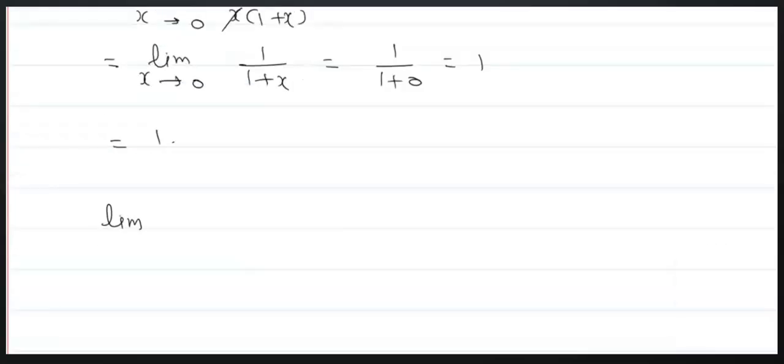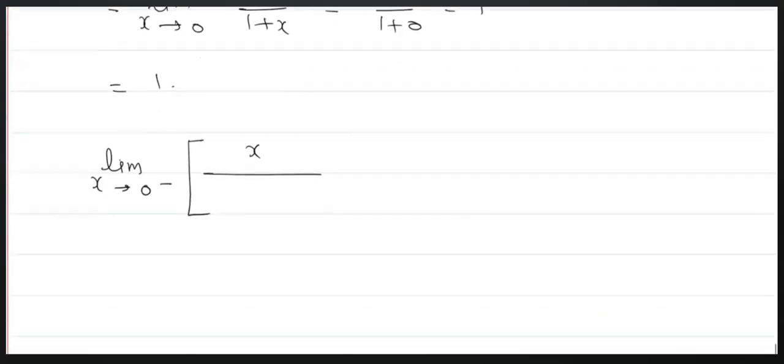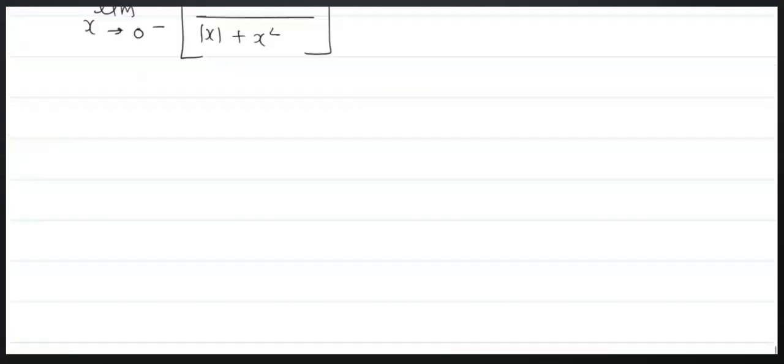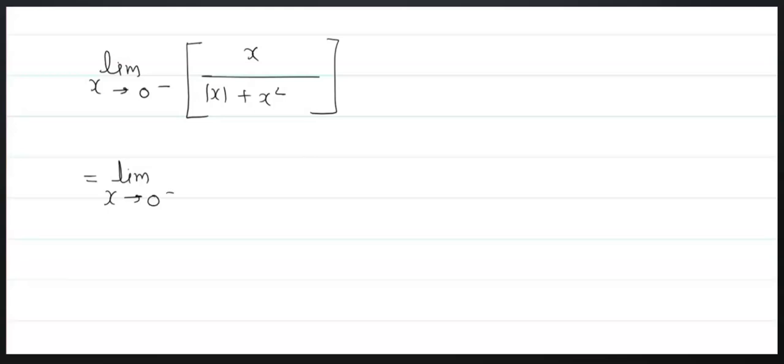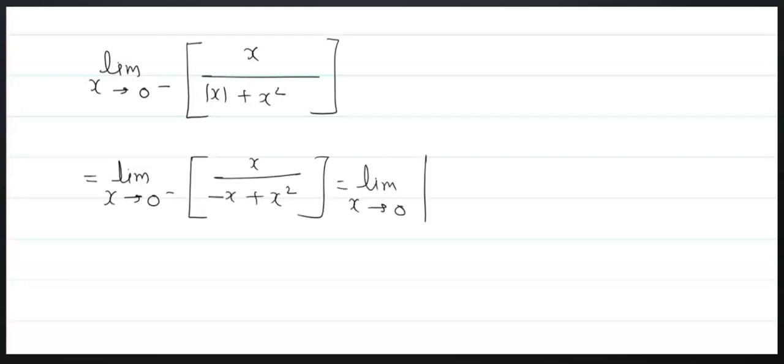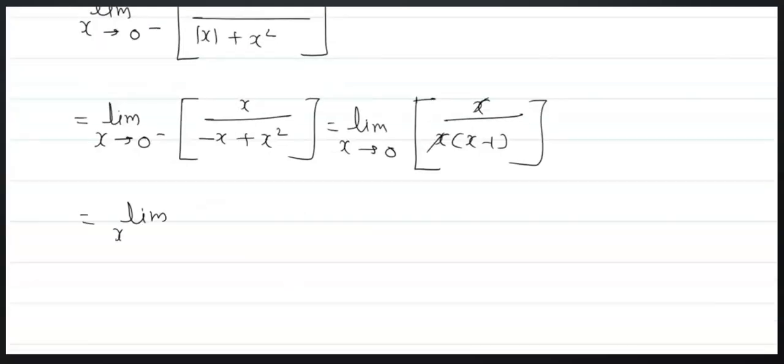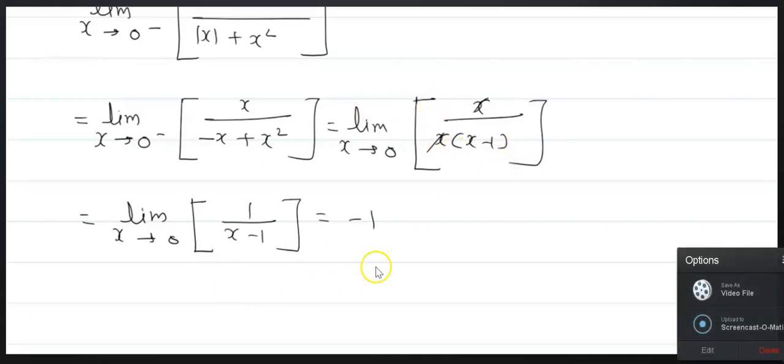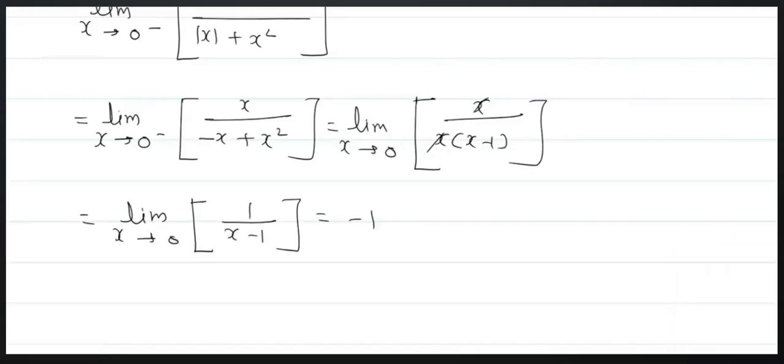And now for the left hand side limit, limit x tends to 0 minus of x upon minus x plus x square. Take x as common, then you are getting minus 1 as the limit here. See this here. Both are not equal, therefore the limit of that function does not exist.